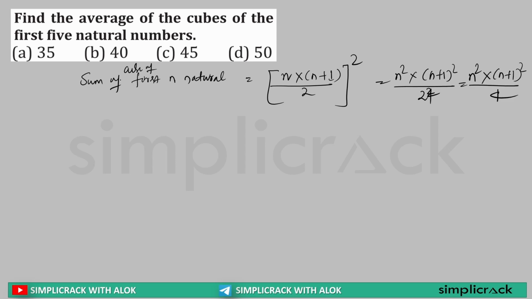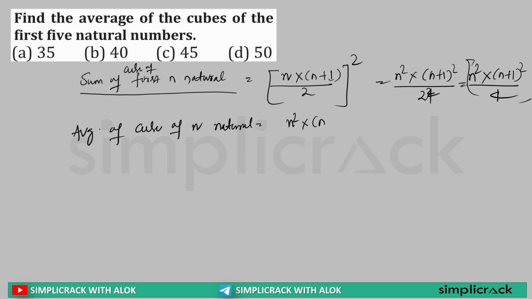Yes or no? Now if I have to find the average of this, then the average of the cubes of n natural numbers will be, sir, what? The sum, that is n square into n plus 1 square divided by 4, divided by the total number of observations, that is n. Now n will cancel with one n here, so it is n into n plus 1 square divided by 4. So the formula for the average of the cubes of the first n natural numbers is n into n plus 1 square by 4.